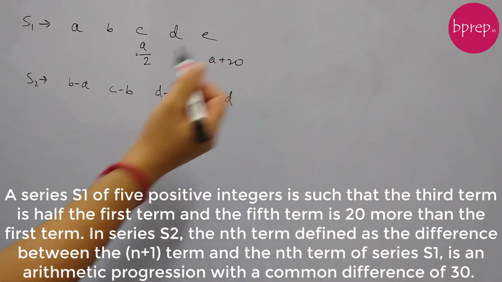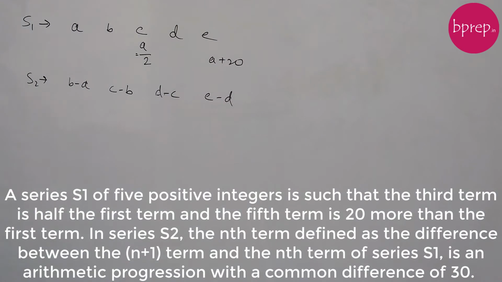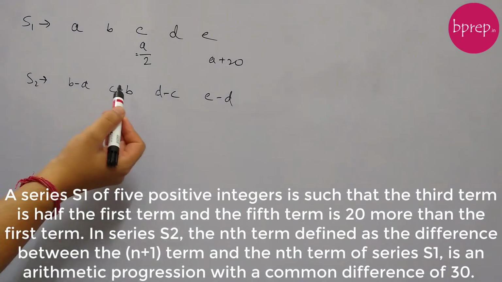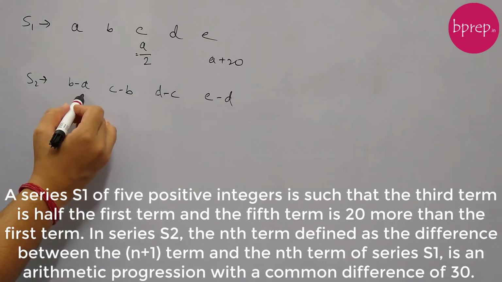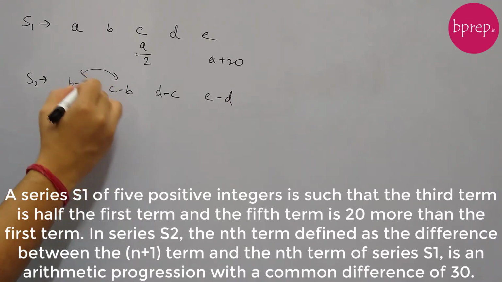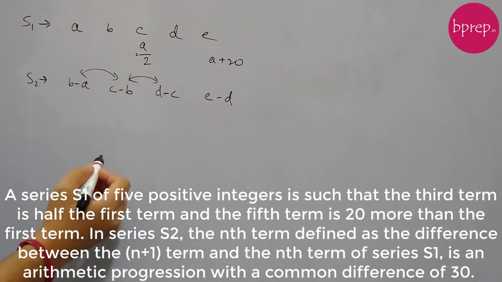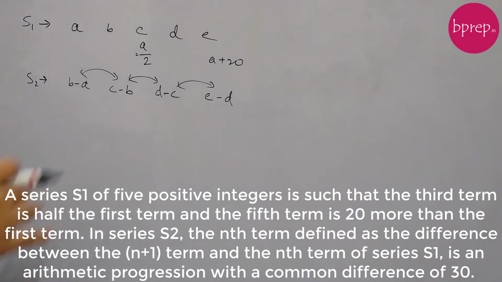And it is given that S2 is an arithmetic progression with a difference of 30. So the difference between these two numbers would be 30, same here, and same here. Now based on this information we need to answer 5 questions. The first question is, what is the first term of S1? Looking at the other questions, it seems we need to find the complete series S1. So let's try to find it.